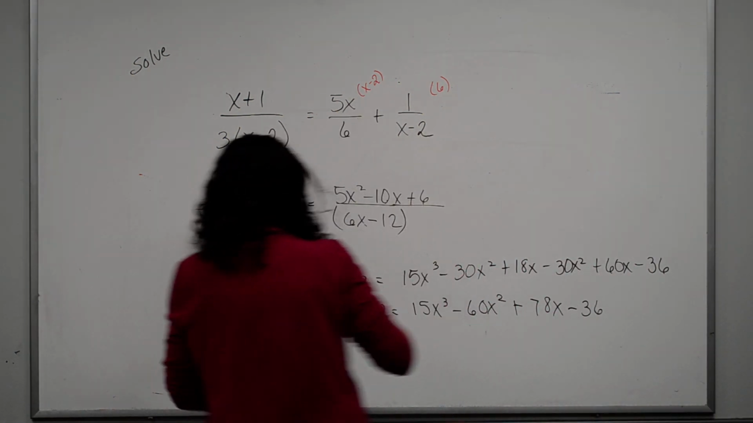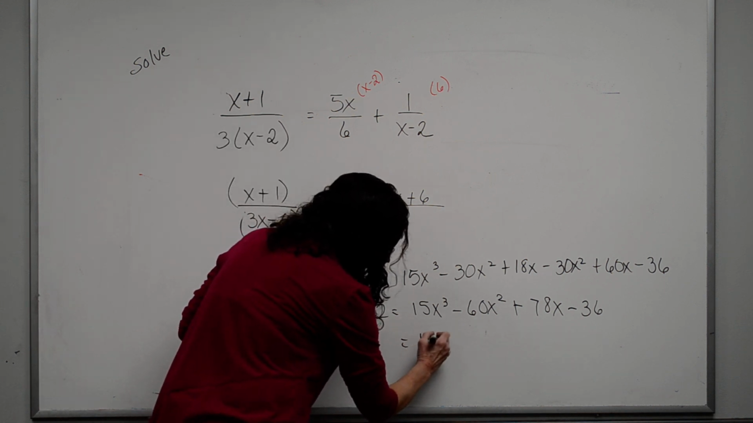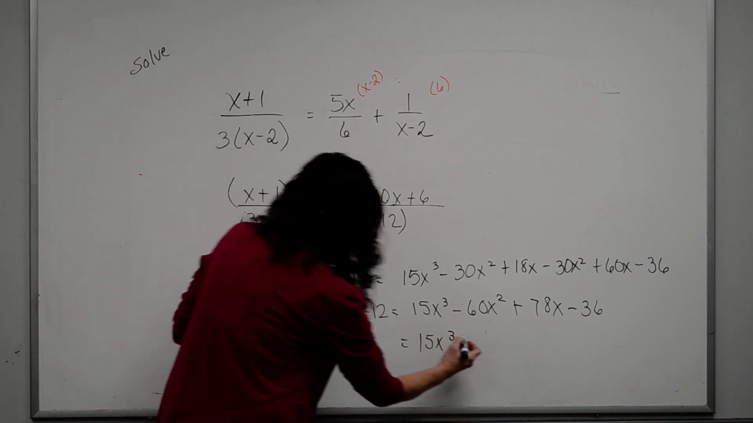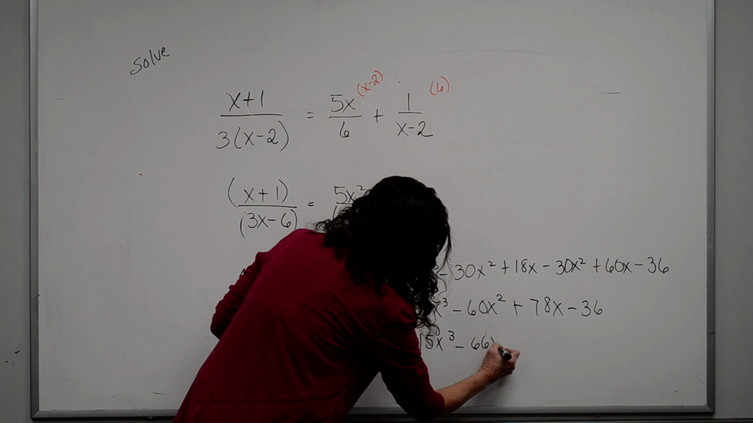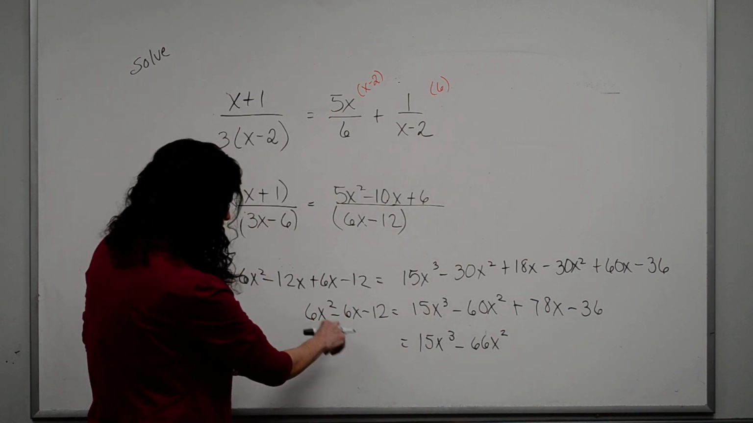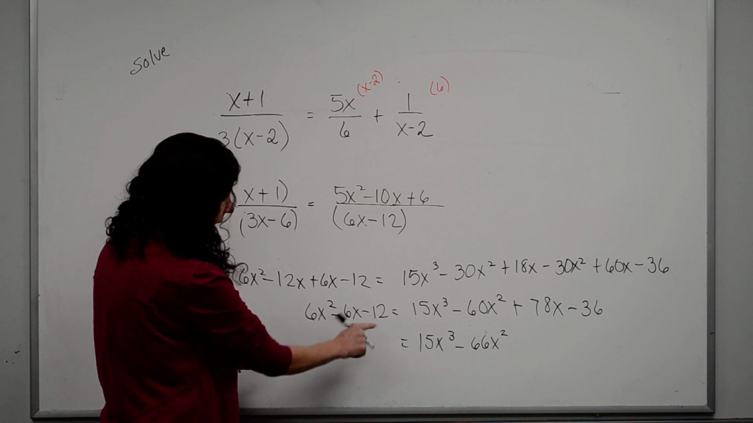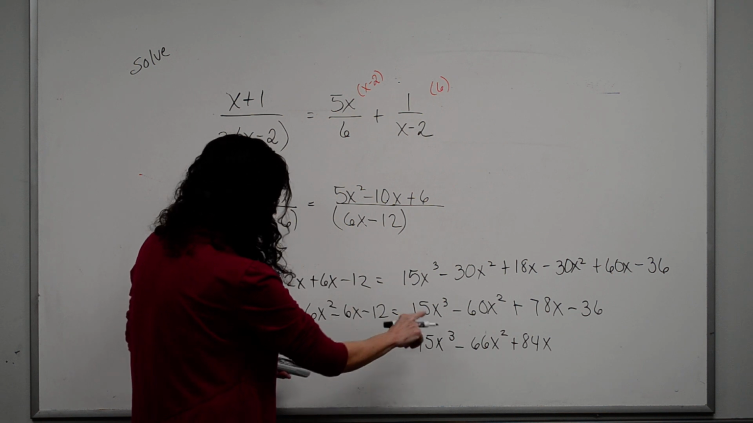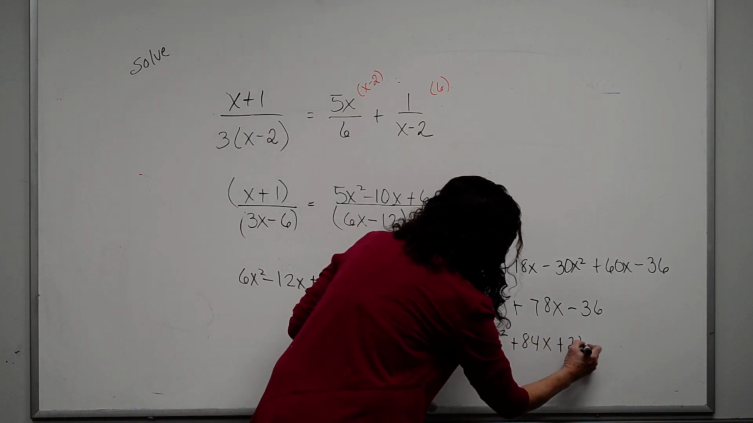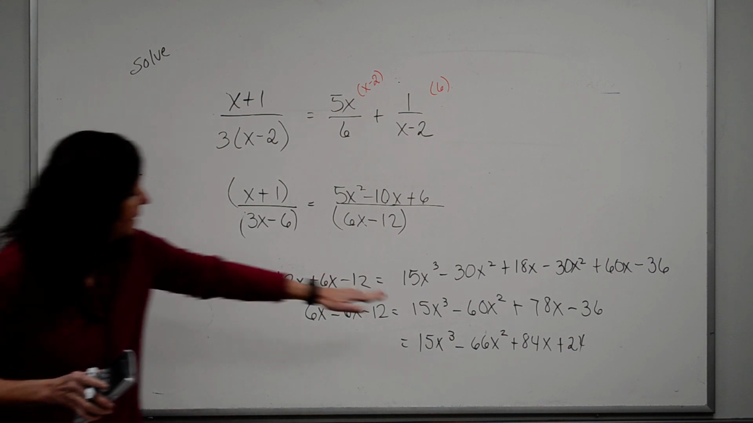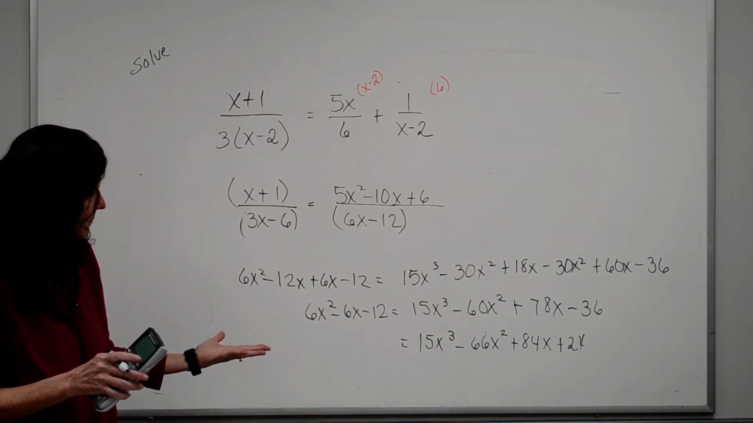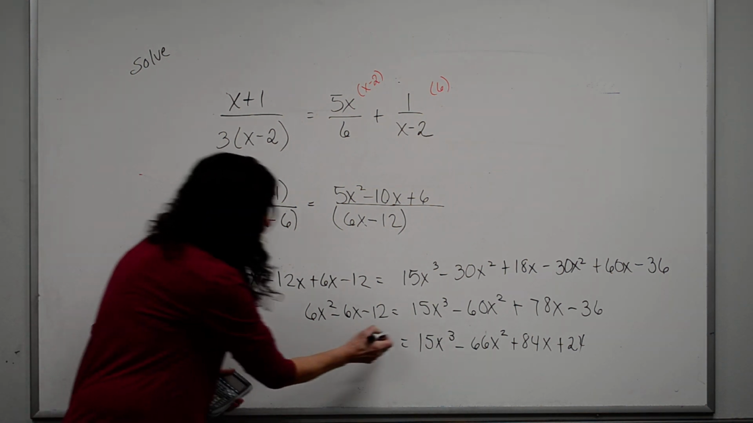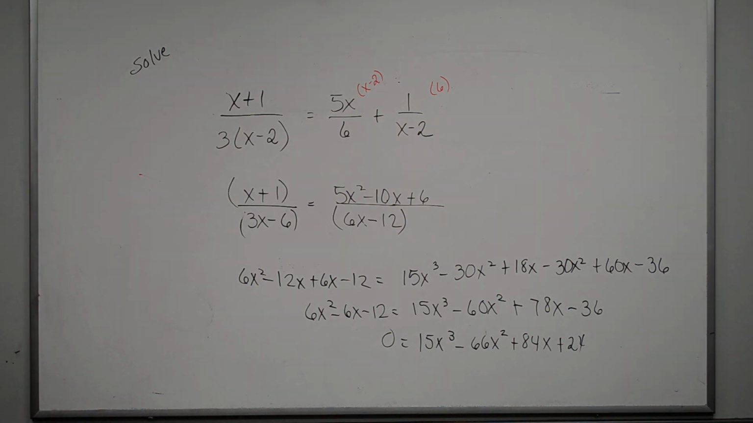But I've got that 15x cubed right there. I'm going to bring over the 6, so that's going to give me a negative 66x squared. I'm going to bring over this 6x here, which is going to give me an 84x. And then I'm going to bring over the 12, which is going to give me a 24. So far, so good? Is there anything I can factor out of these things that they all have in common? And I've got a 0 right here. 3? Yeah, that's what I was going to say, they all have a 3.